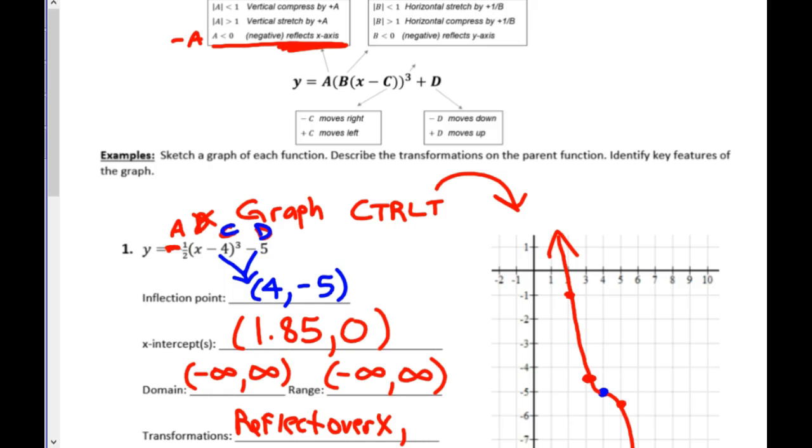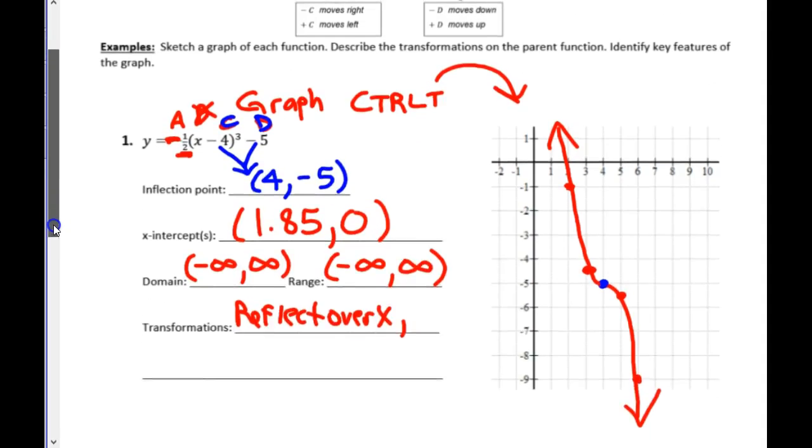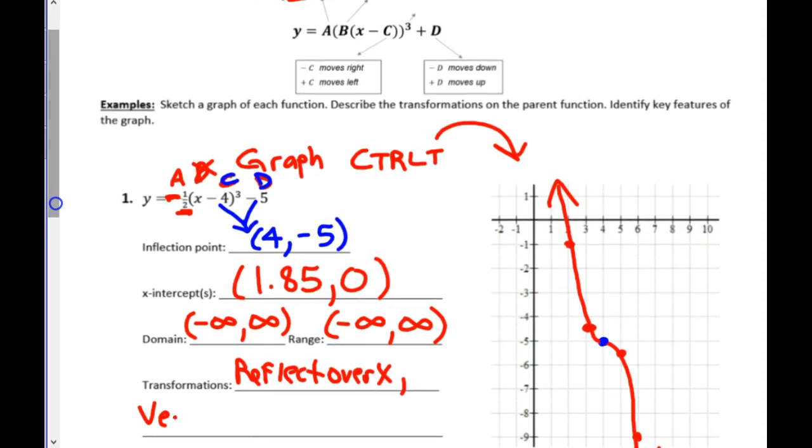Okay, next thing. 1/2 is my A value. Is 1/2 bigger than 1 or less than 1? I hope everyone knows that 1/2 is less than 1. So when A is less than 1, that means a vertical compress. Okay, let's write that down. Vertical compress.